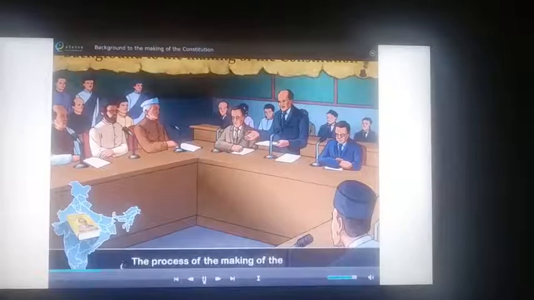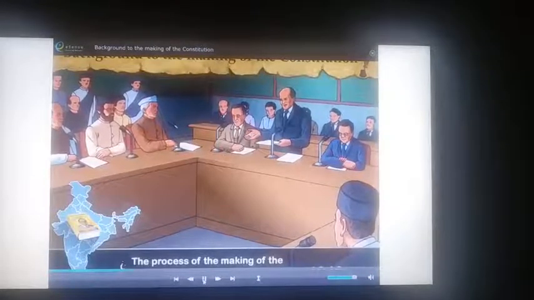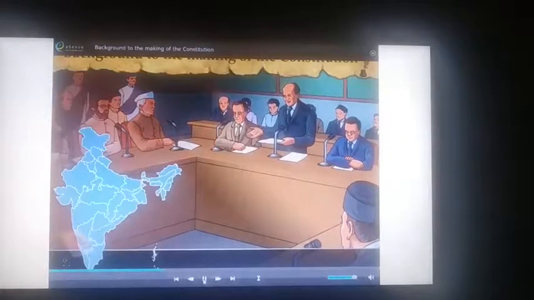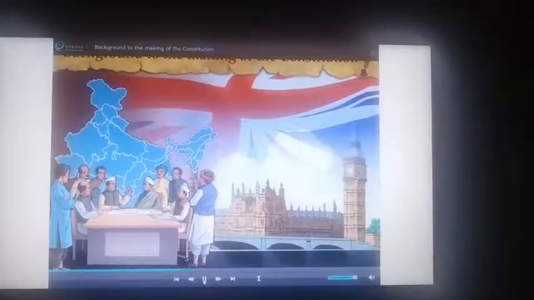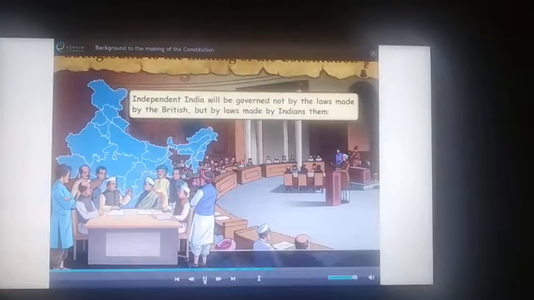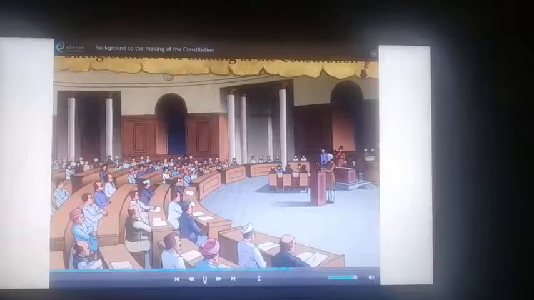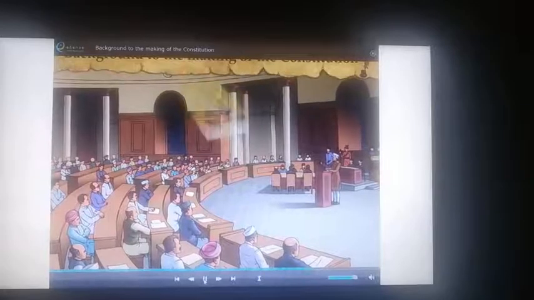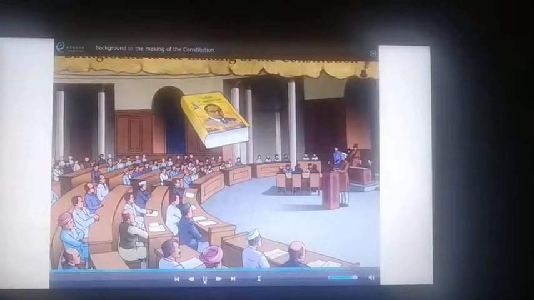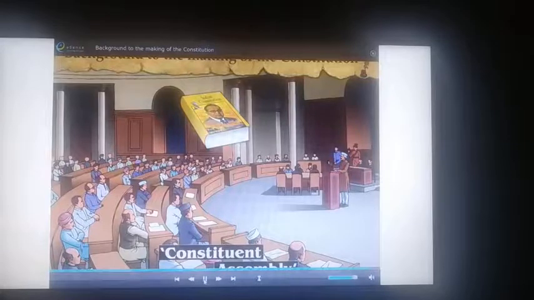The process of the making of the Indian Constitution started in 1946. The leaders of the freedom movement insisted that independent India will be governed not by the laws made by the British, but by the laws made by Indians themselves. A committee was established to prepare the Constitution of independent India. It came to be known as the Constituent Assembly.